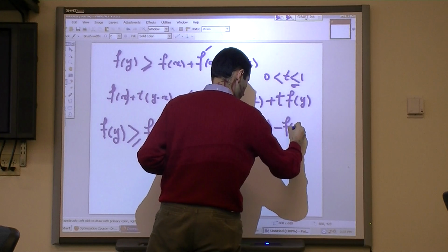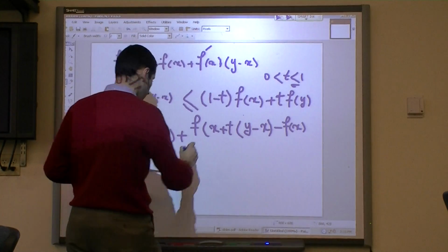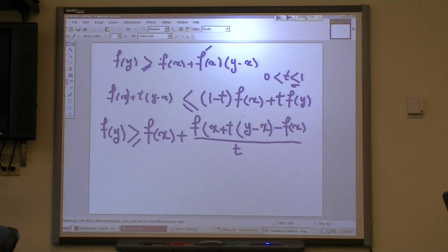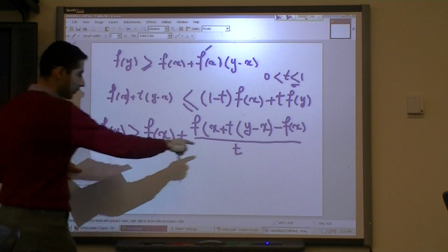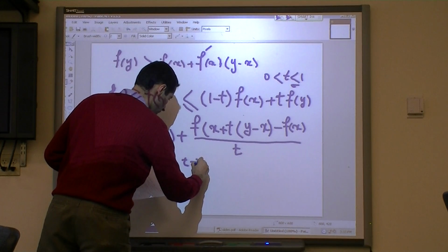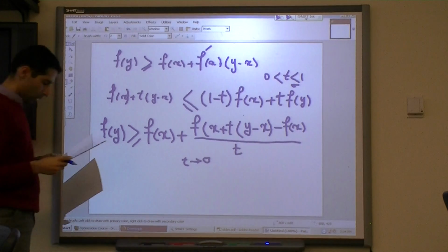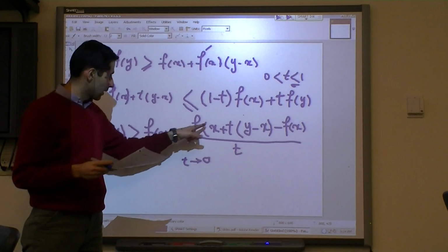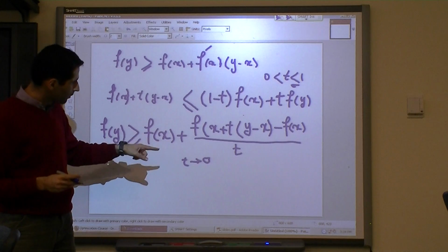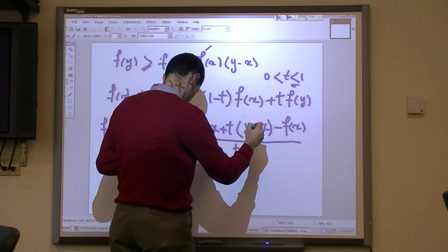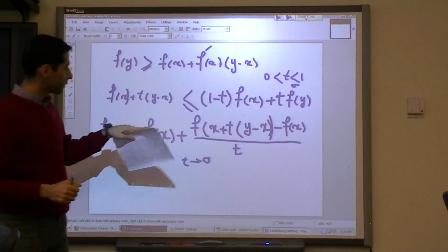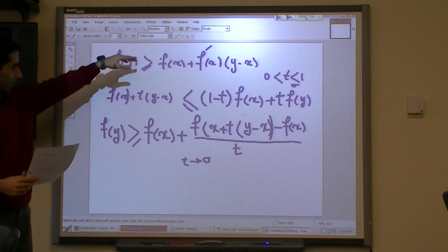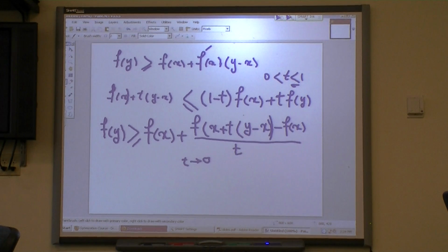minus f of x, divided by t, and if t goes to 0, this will give us this definition. It's the value of the derivative at the point y minus x, and it's the same as this one. Okay.